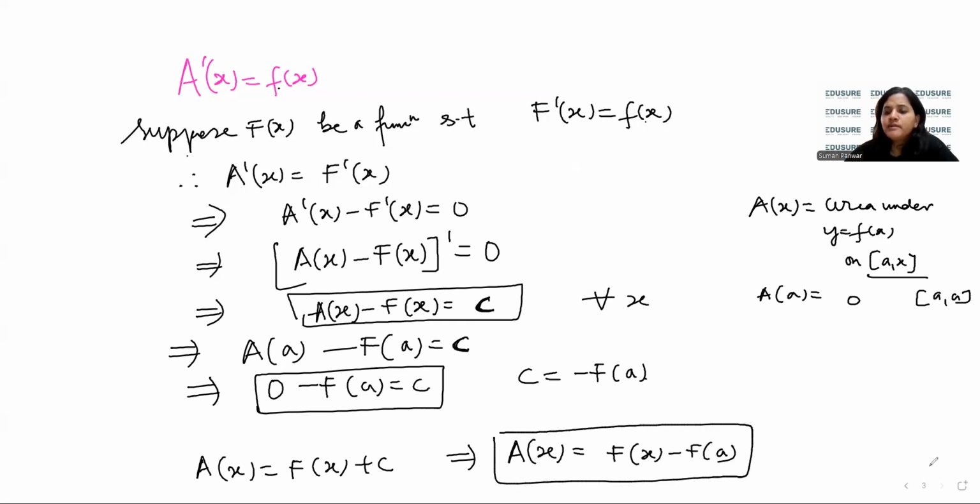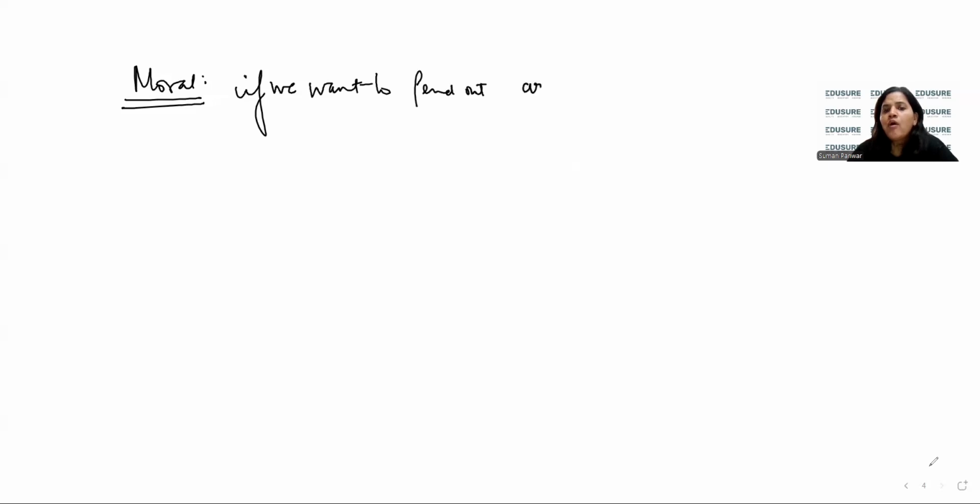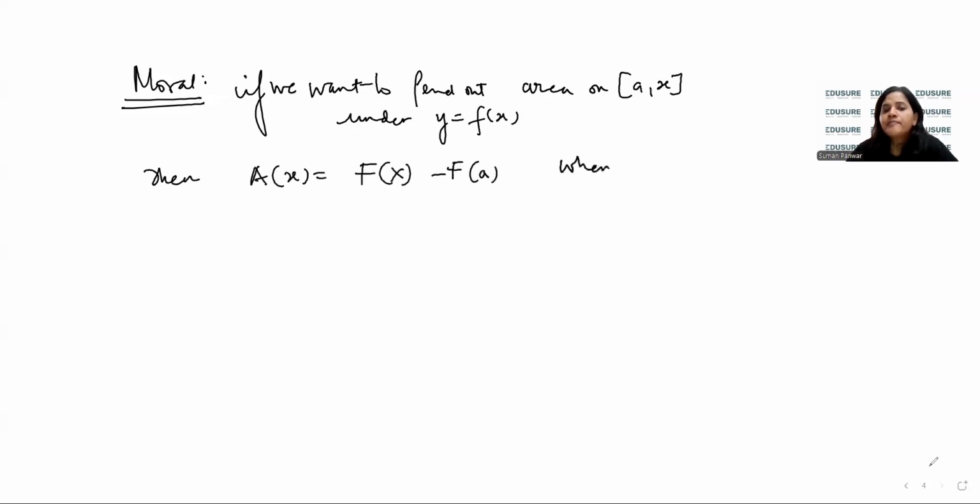So, what is the moral of the story? The moral of the story is that if we want to find out the area on a comma x under y is equal to f(x), then that area is nothing but capital F(x) minus capital F(a), where capital F dash x is equal to f of x. Okay.